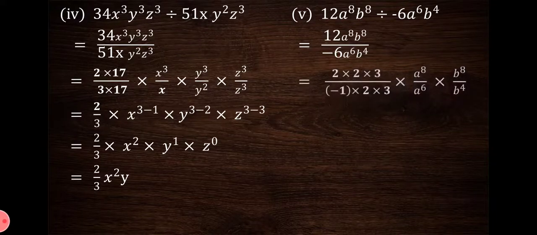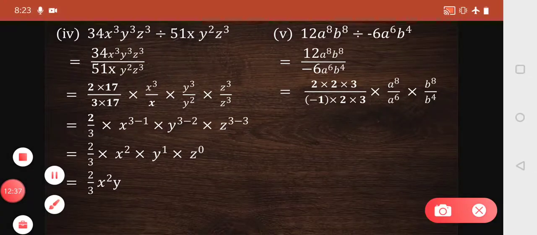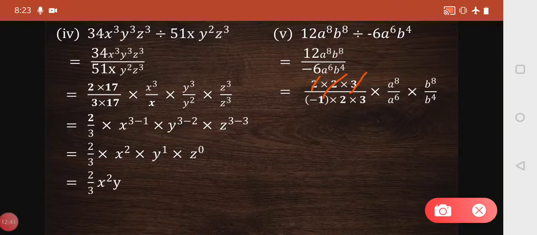That is equal to, now 12 upon minus 6, so factors of 12 are 2 into 3, and factors of minus 6 is minus 1 into 2 into 3. Multiply by a raised to 8 upon a raised to 6. Multiply by b raised to 8 upon b raised to 4. Now you can see that same base and different powers divided, we can use the division law and we have to subtract the powers.